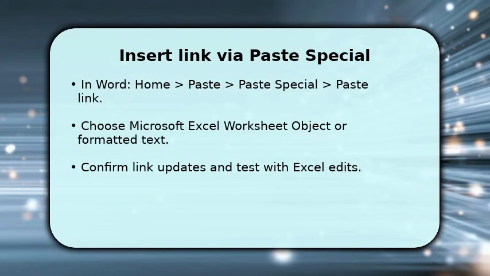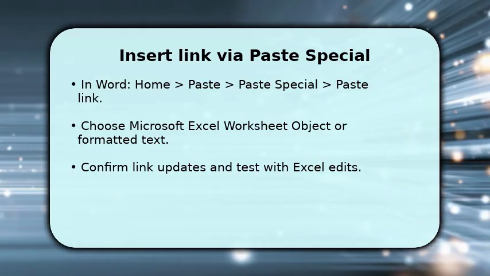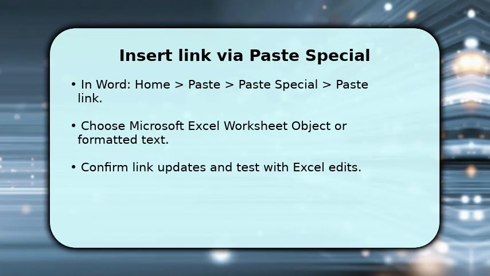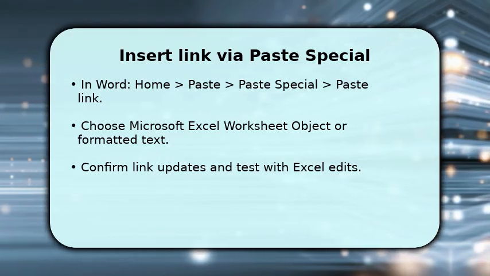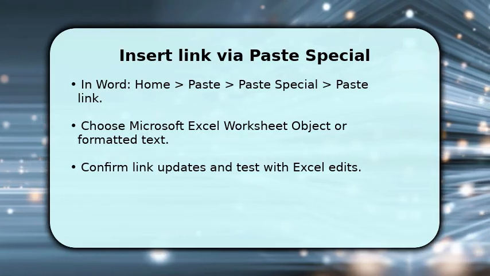Copy the named range in Excel, then in Word choose Home, Paste, Paste Special, and select Paste Link. Pick either Microsoft Excel Worksheet object to preserve formulas and formatting, or formatted text for static-looking tables that still update.